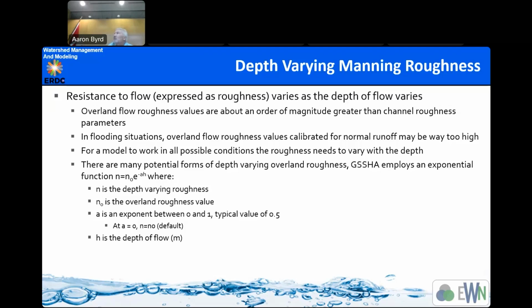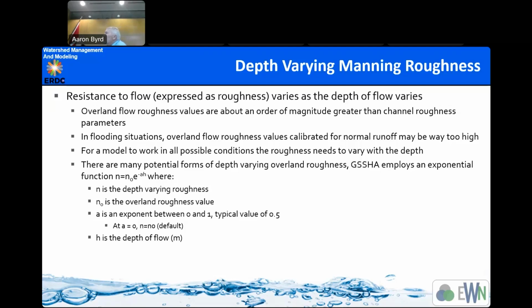Like I said, by an order of magnitude. So if you want to make the model robust to work in all these different depths, you have to vary that Manning roughness. In most hydraulic problems, you don't have this issue because you're not switching from one extreme to another. But in hydrology, we're always trying to do too many things simultaneously.